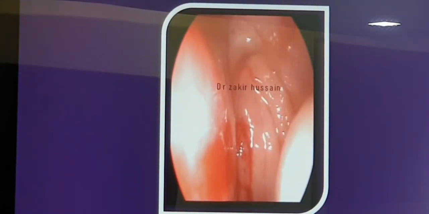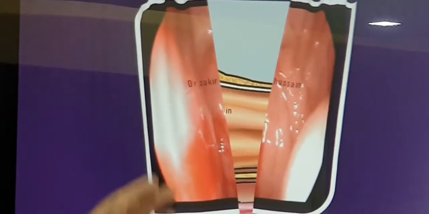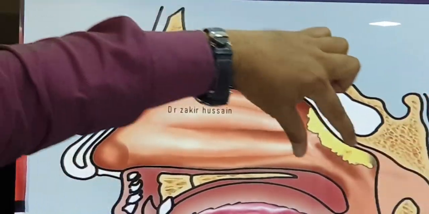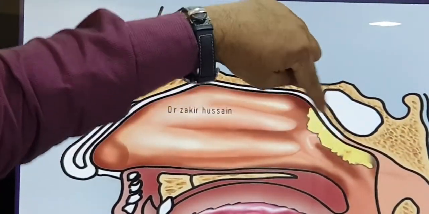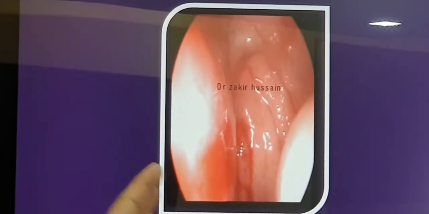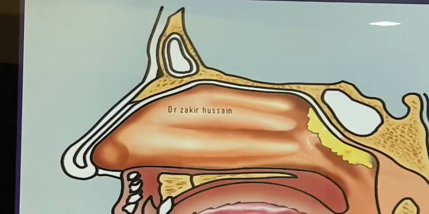Or if there is a nasal mass behind the nose, like behind the nose means this structure. This is the nasal cavity, and this is the part which is behind the nose. So if you have a mass here, we have to take a biopsy and we have to remove the whole thing. That is the third one.